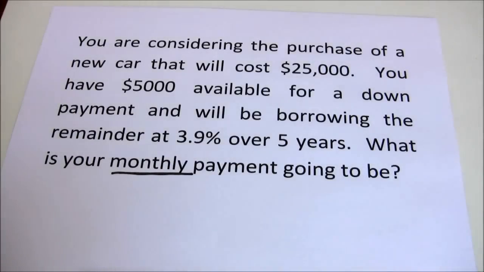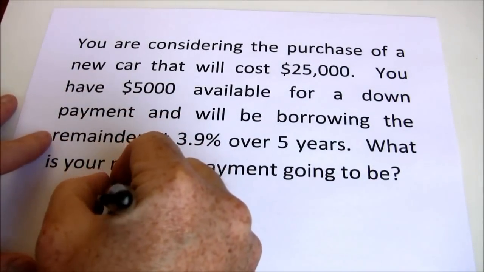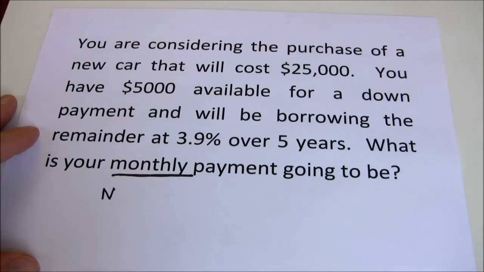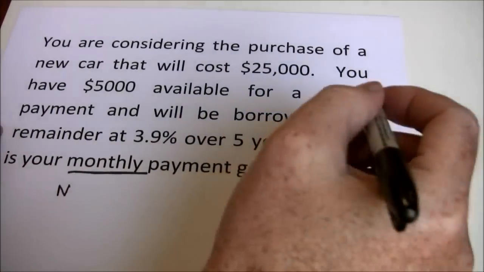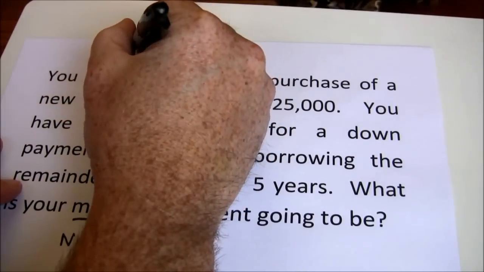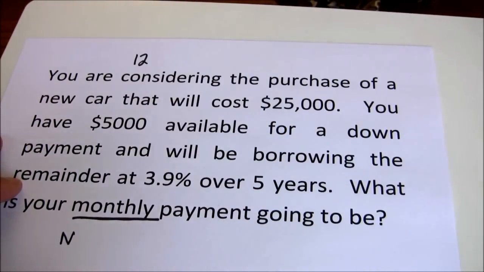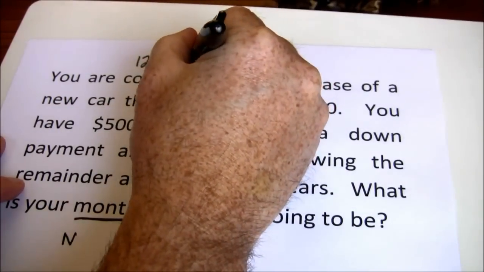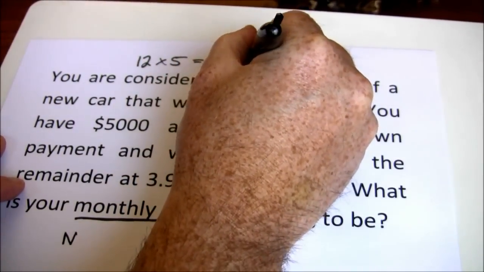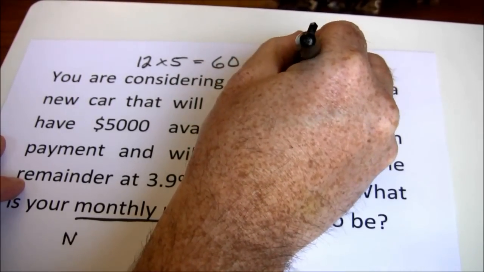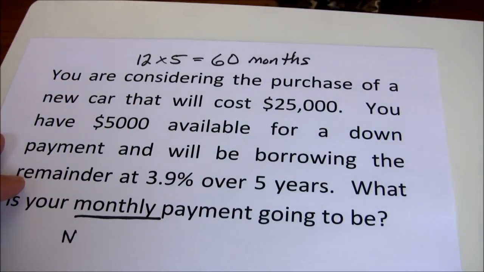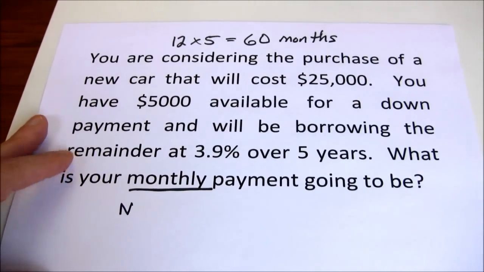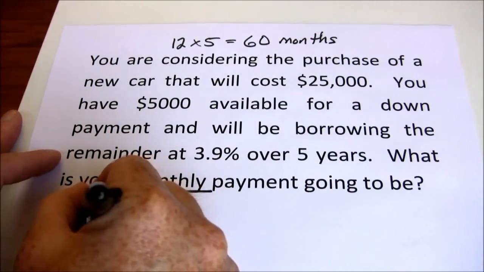Another thing we have to be careful about is, remember, N is not necessarily the number of years, it's the number of periods. So if we're dealing with monthly payments, we have 12 months per year times 5 years. It's going to give us 60 months. So a 5-year car loan is not 5N, it's 60N. Our periods per year is set to 12, so our N has to be the number of periods.